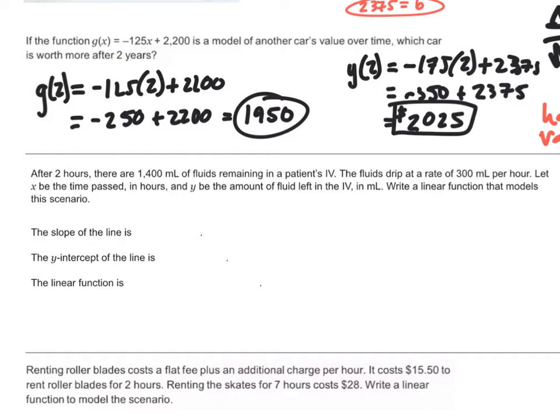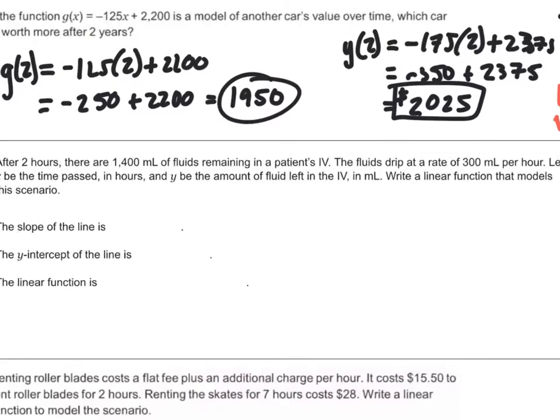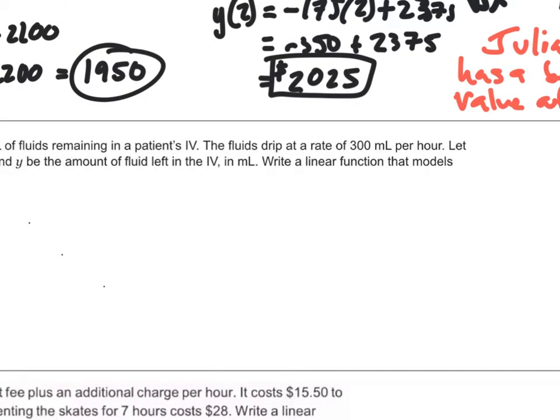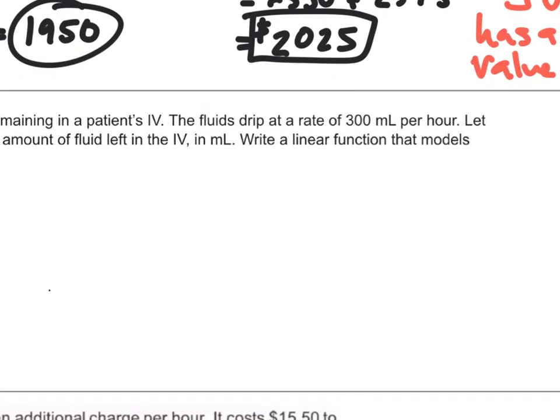So what I want to do is use this idea, because right here it tells me the slope. It gives me a rate. When it says rate, and it gives me a number of milliliters per hour, then that's going to help me. So I've got change in y over the change in x.